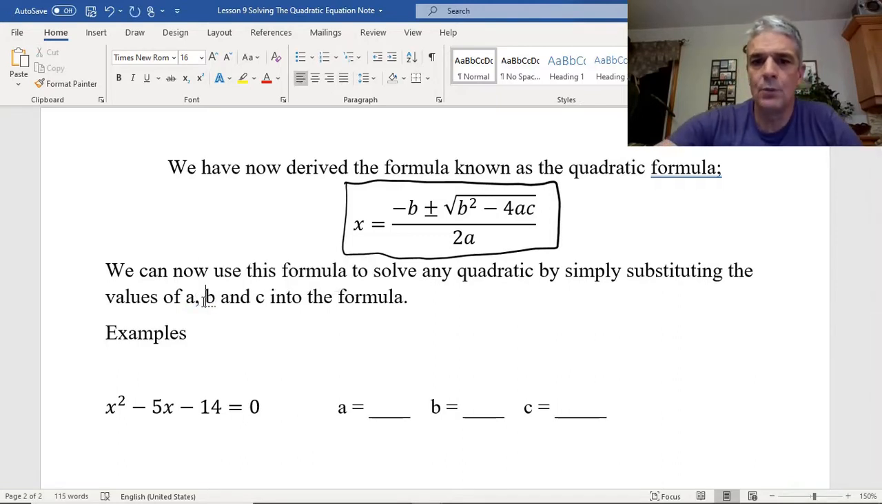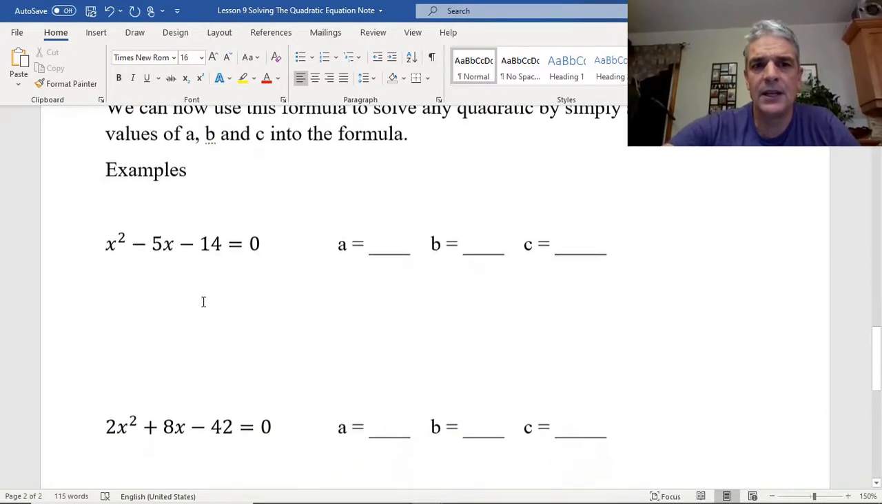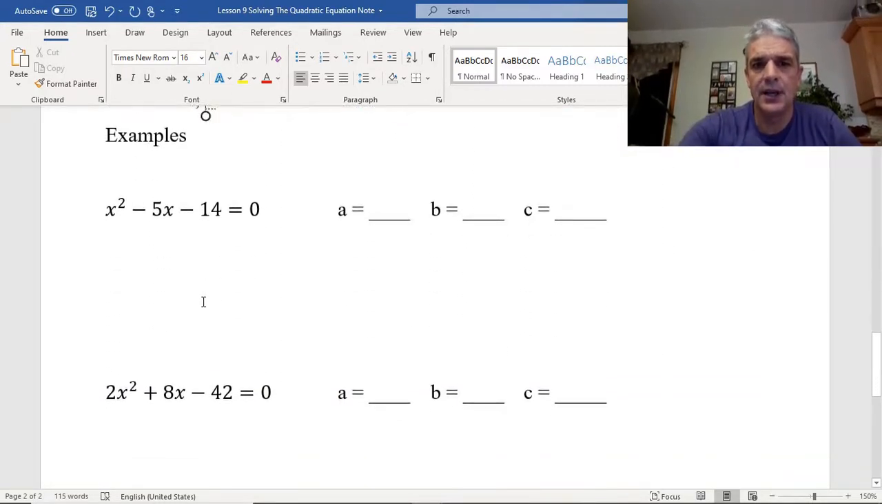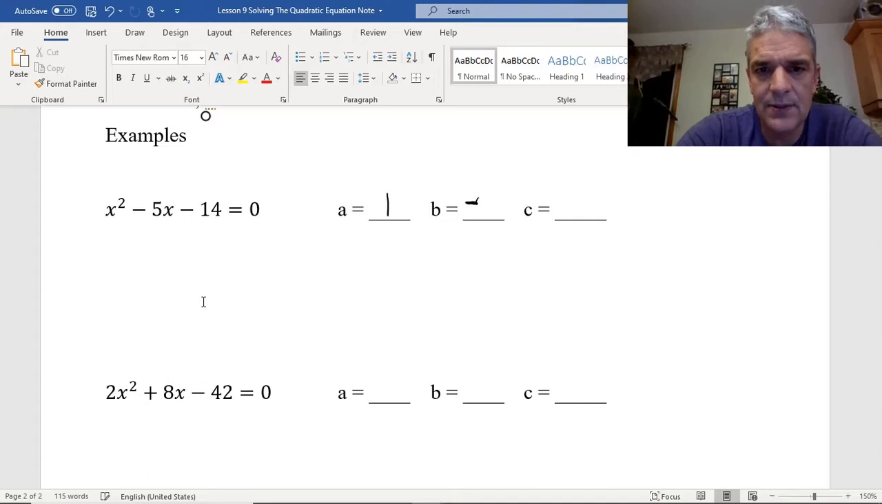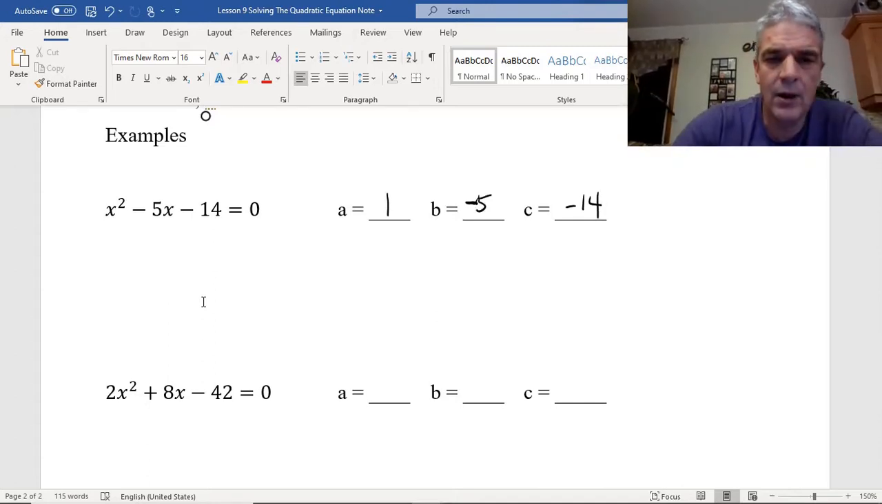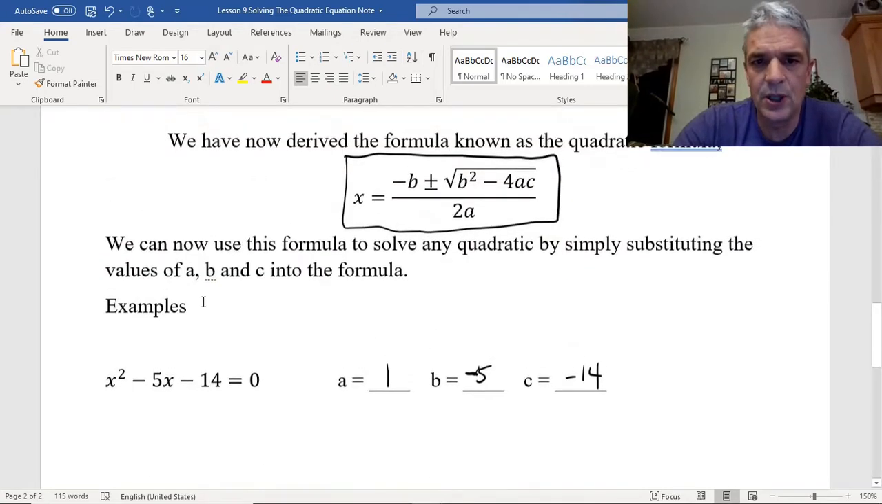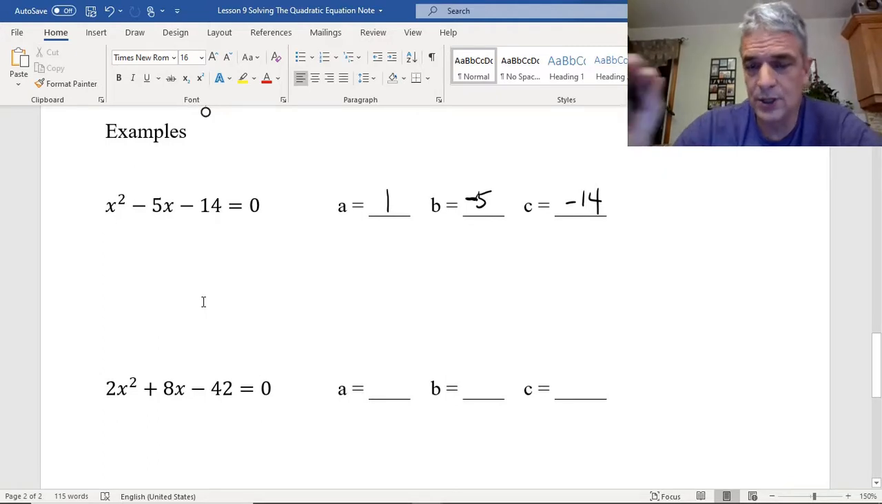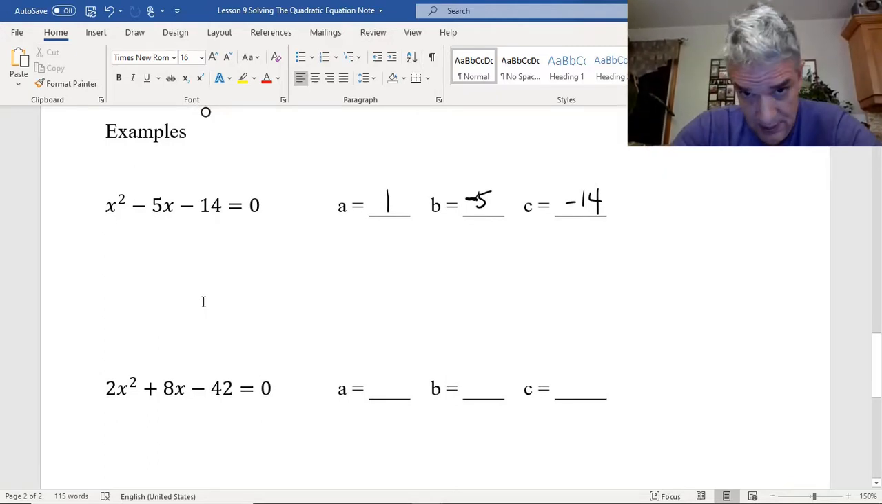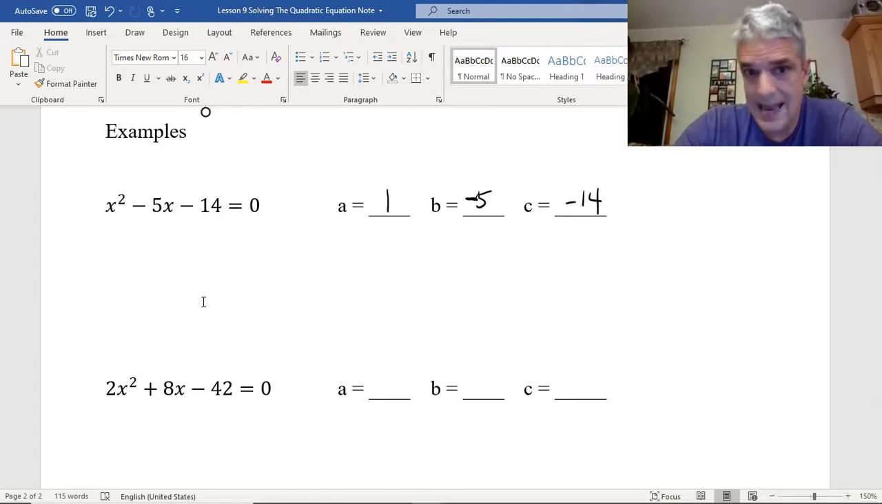So what happens here is typically I ask kids, can you find A, B, and C for me? Let's find A, B, and C. And so A is 1, B is -5, and C is -14. And then it's a matter of substituting those into the quadratic formula. Now, as a general rule, I always require students to write the quadratic formula out. And that's part of what you have to do. It's like a free mark. If you don't write it out, you're not getting that mark.